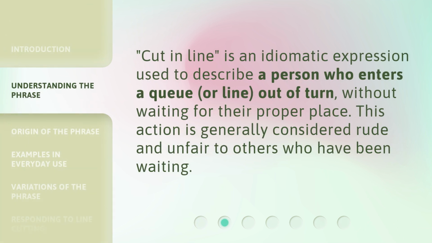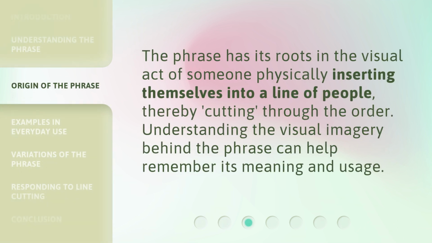Cut in line is an idiomatic expression used to describe a person who enters a queue or line out of turn without waiting for their proper place. This action is generally considered rude and unfair to others who have been waiting. The phrase has its roots in the visual act of someone physically inserting themselves into a line of people, thereby cutting through the order. Understanding the visual imagery behind the phrase can help remember its meaning and usage.